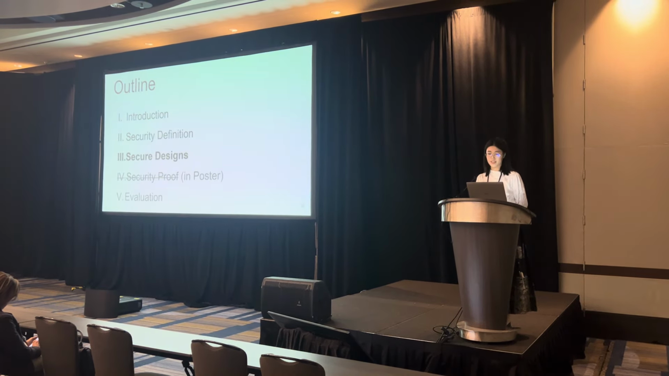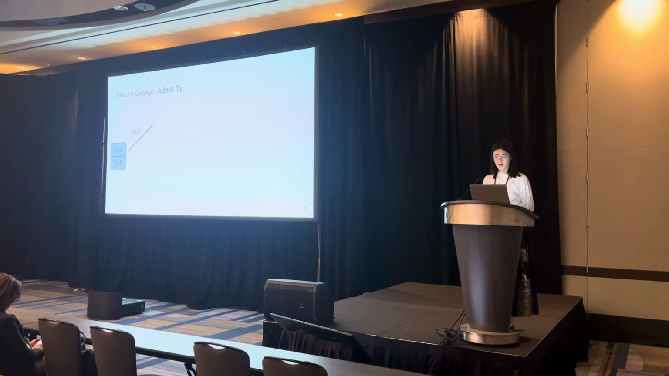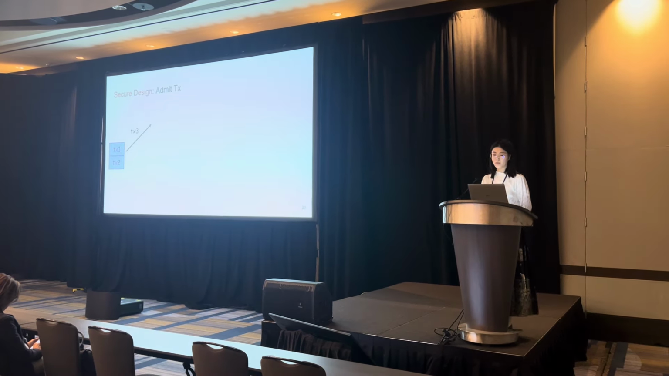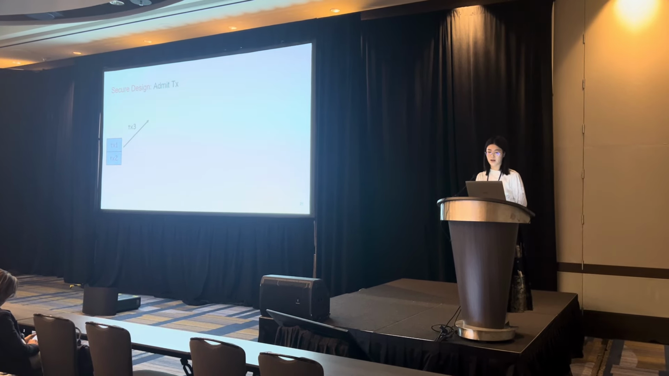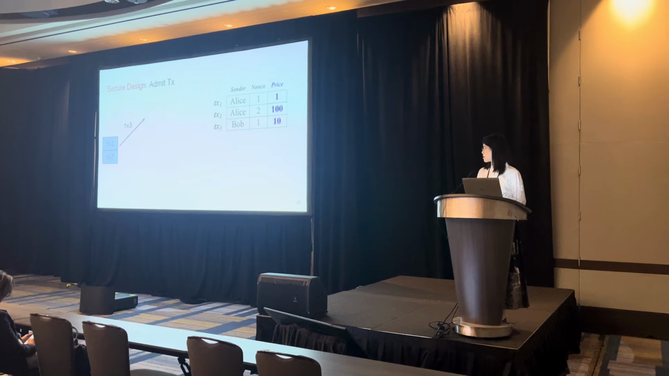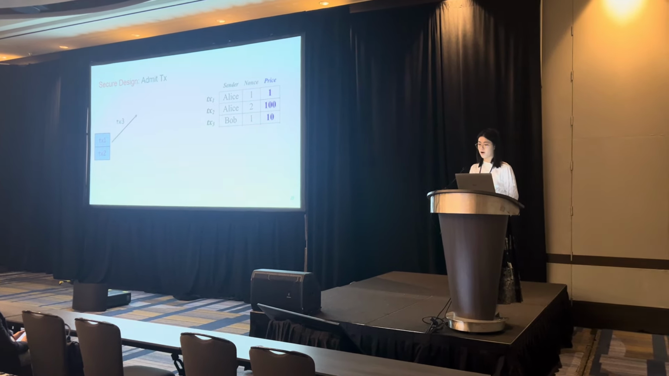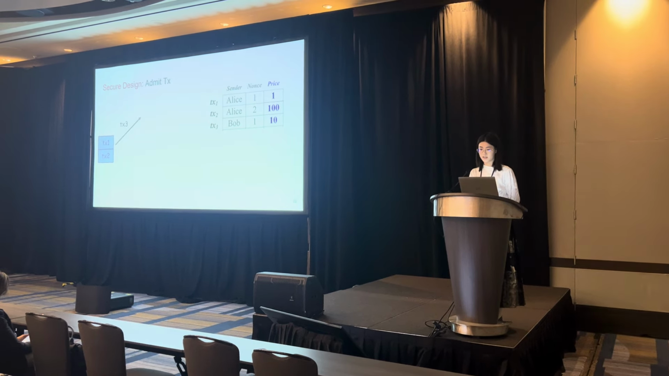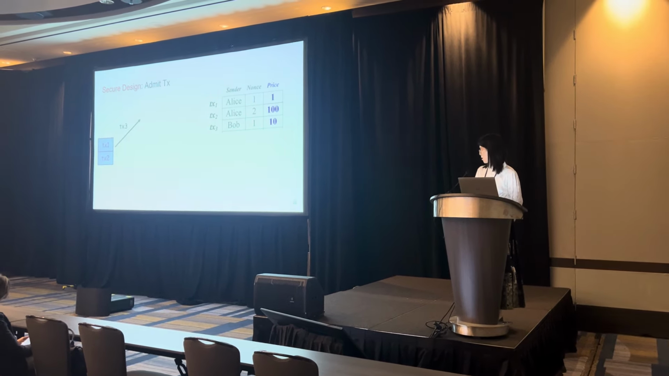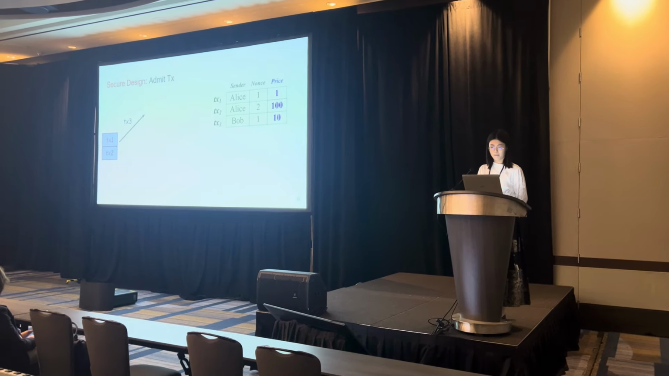Now we have the designs to meet our definition. First, the memory pool has 2 transactions, 1 and 2. Then transaction 3 comes. On the right side, we have our transaction details. Transactions 1 and 2 are from Alice with nonce 1 and 2. The prices are 1 and 100. Then transaction 3 is from Bob with nonce 1 and price 10.